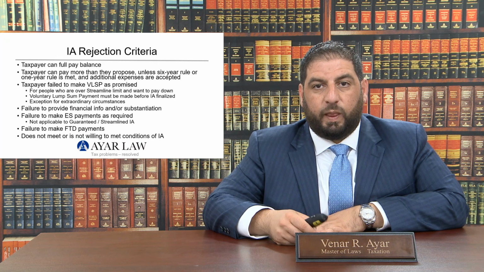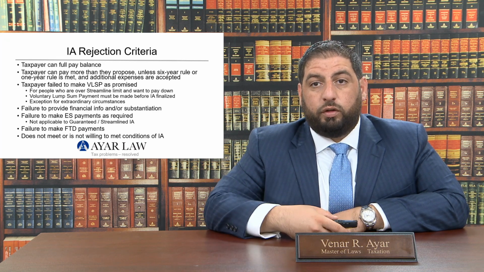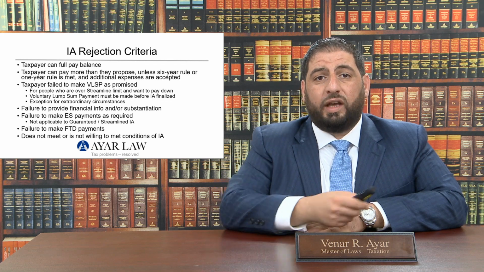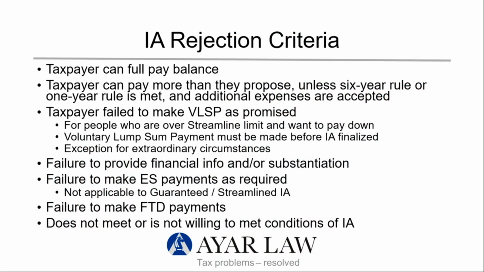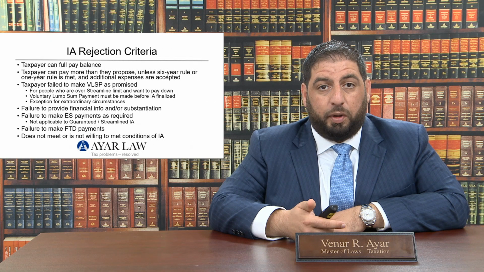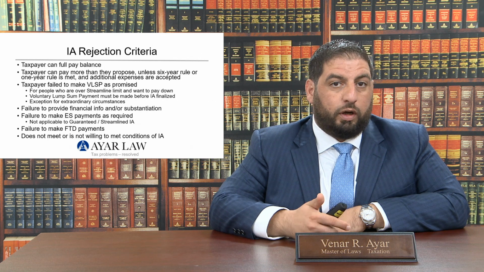Now, these are the different reasons why the IRS might reject an installment agreement. One is, like I mentioned earlier, if you can full pay the balance. They oftentimes will grant an installment agreement if you can full pay anyway, but oftentimes they won't. They'll just say no. I've had a taxpayer that had enough money in their bank account to pay, they just didn't want to. We tried to get an installment agreement.